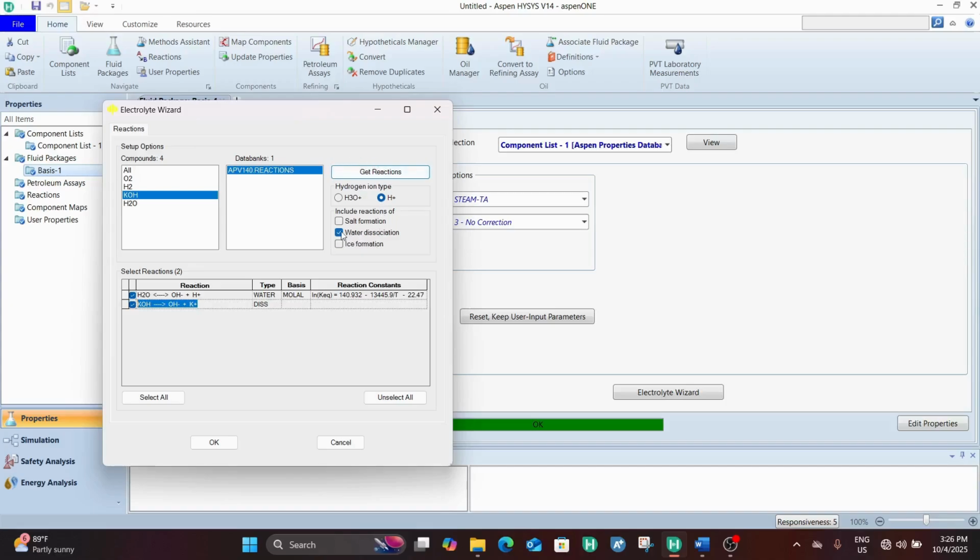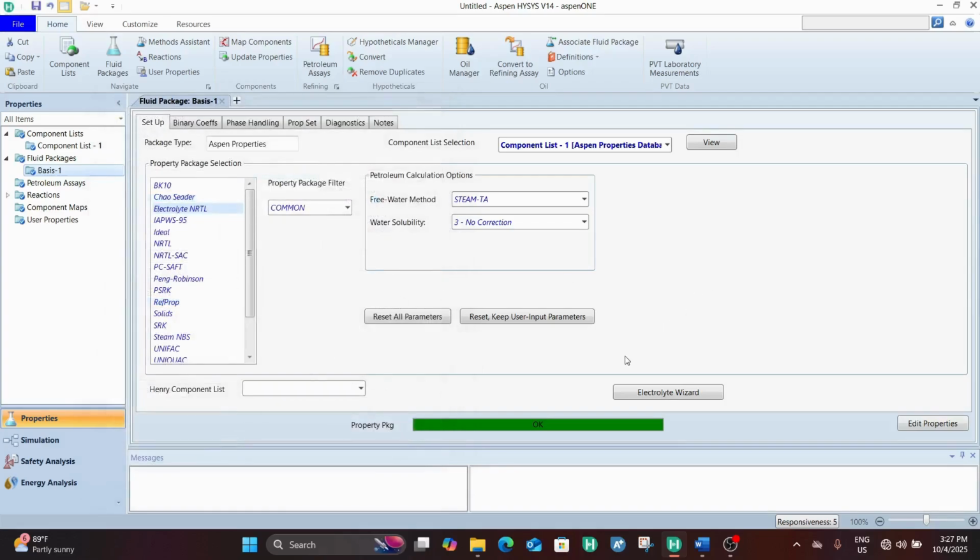Remember, we're working with water dissociation, not salt formation or ice formation, and the hydrogen ion type is H+, not H3O+. So with this, we could just make sure we're selecting all the equations, select all, and then click OK. And we could head to the simulation environment. It's going to take a bit of time because of the Electrolyte Wizard to get things in place.